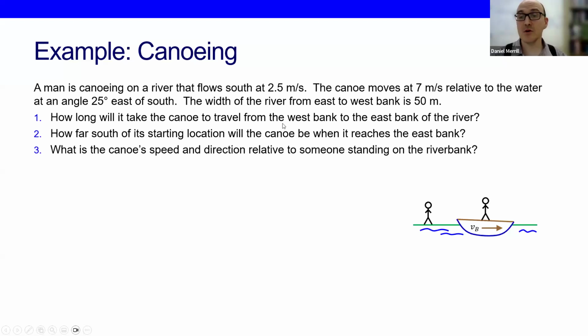How long will it take the canoe to travel from the west bank to the east bank? Second, how far south will the canoe be when it reaches the east bank? And third, what is the canoe's speed and direction relative to someone standing on the bank of the river? In other words, what's their speed and direction relative to the earth?